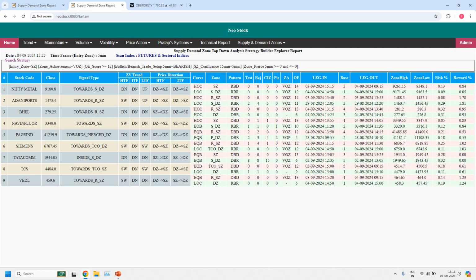And also here we have some supply zone confluence. Earlier we had demand zone confluence. Now we are seeing supply zone confluence: 5 minute supply zone with 15 minute supply zone. That means the 5 minute zone is a part of the 15 minute zone. If this 15 minute zone is violated, the trend will change.